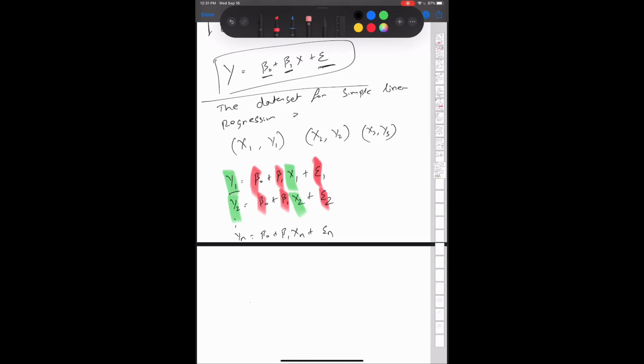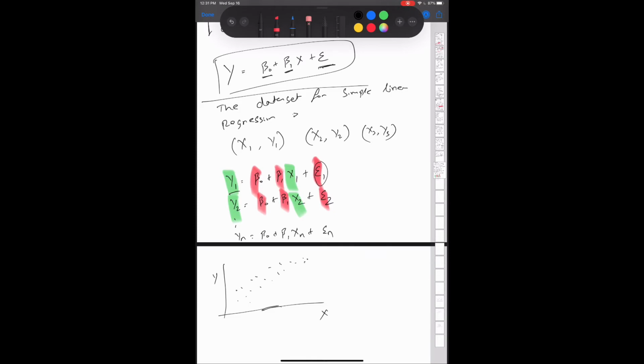So if I have a scatter plot, I only observe these data. This is the only data I observe, right? This is x, this is y. I don't really observe what the true regression line is, and since I don't observe the true regression line, I also don't know what the epsilons are.